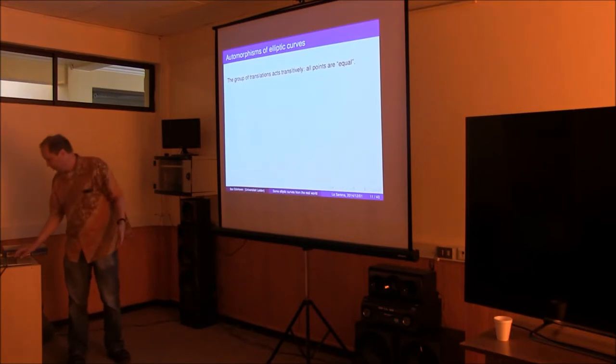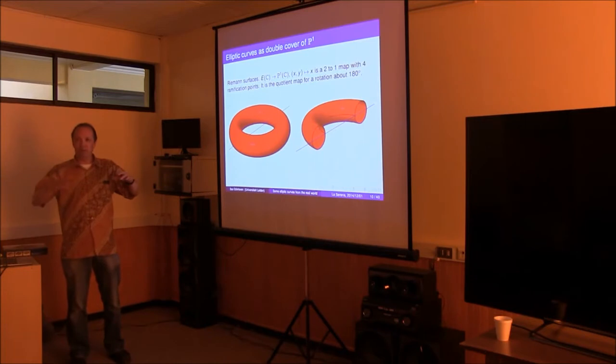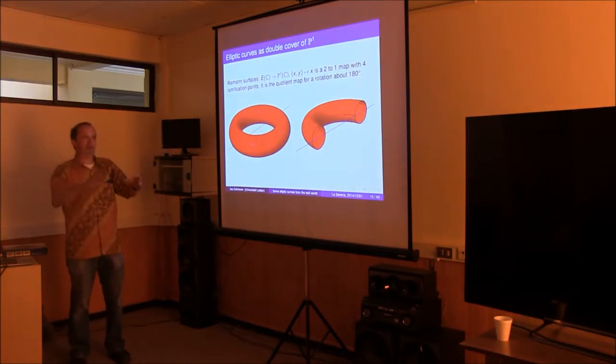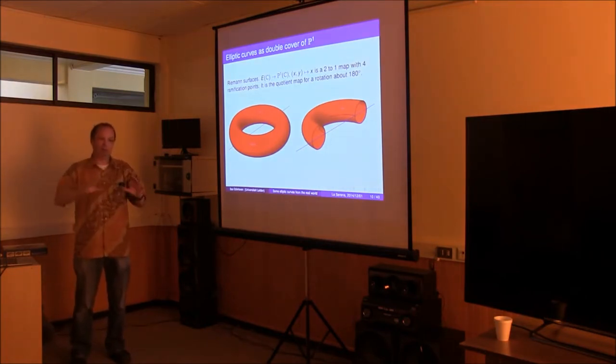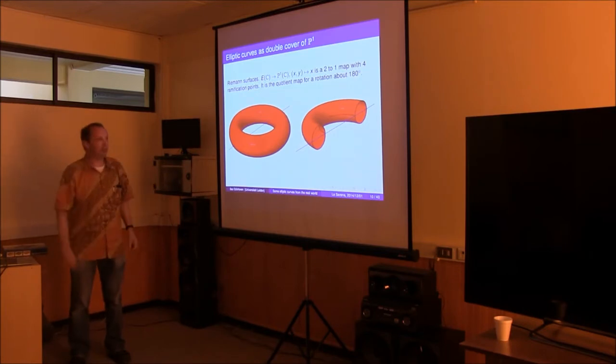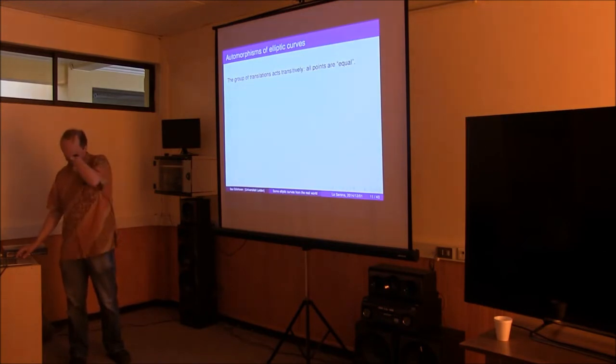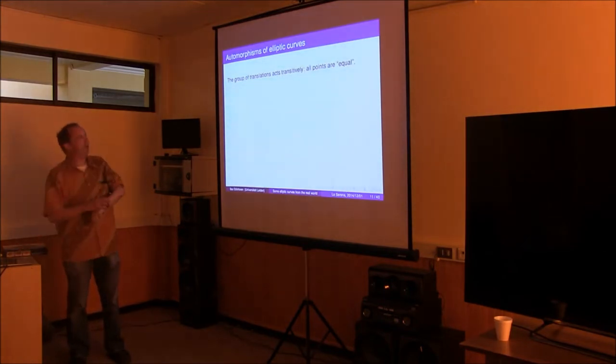So that is what we should remember. We should remember that if we have a Riemann surface that is a 2-to-1 covering of the Riemann sphere that has 4 ramification points, then it is an elliptic curve. Okay, that is important. Now we get to another important thing, automorphisms.